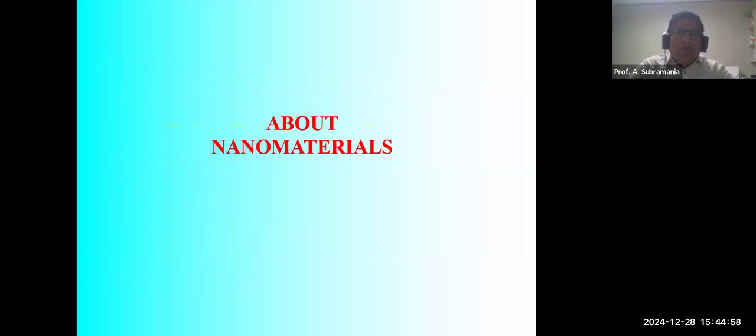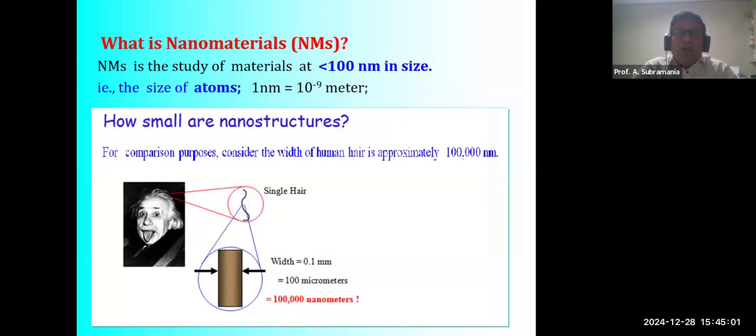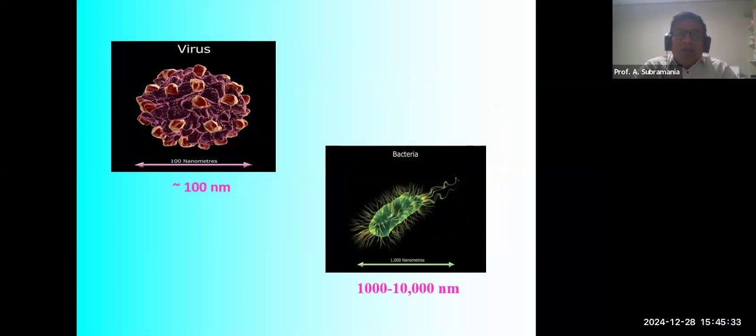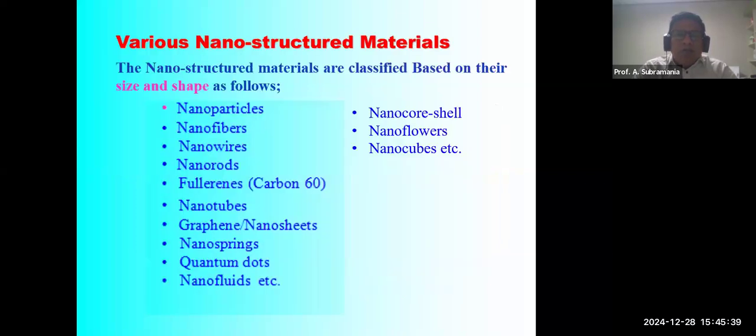Let us see what nanomaterials are. Nanomaterials is the study of materials less than 100 nanometers in size. That is the size of atoms. 1 nanometer equals 10 to the power of minus 9 meter. For comparison, the width of a human hair is approximately 1 lakh nanometers. From this, you can imagine how small it is. A red blood cell is 7,000 nanometers in size, whereas a white blood cell is 10,000 nanometers. A virus is 100 nanometers, whereas bacteria are 1,000 to 10,000 nanometers in size.